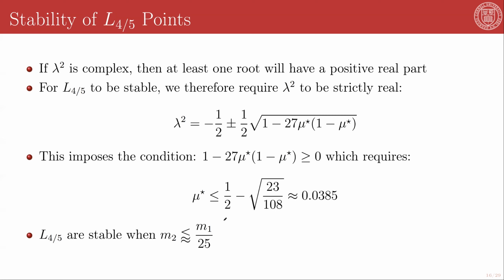In terms of the solar system, the Earth and Moon have a mass ratio of about 1 to 81. And so the L4-5 Lagrange points for the Earth-Moon system are linearly stable. The Earth and Sun also have a mass ratio that's significantly less than 1 over 25. And in fact, the Sun and all major solar system bodies will have a mass ratio such that this condition holds. So in the linear analysis, at least, there are examples of stable Lagrange points.